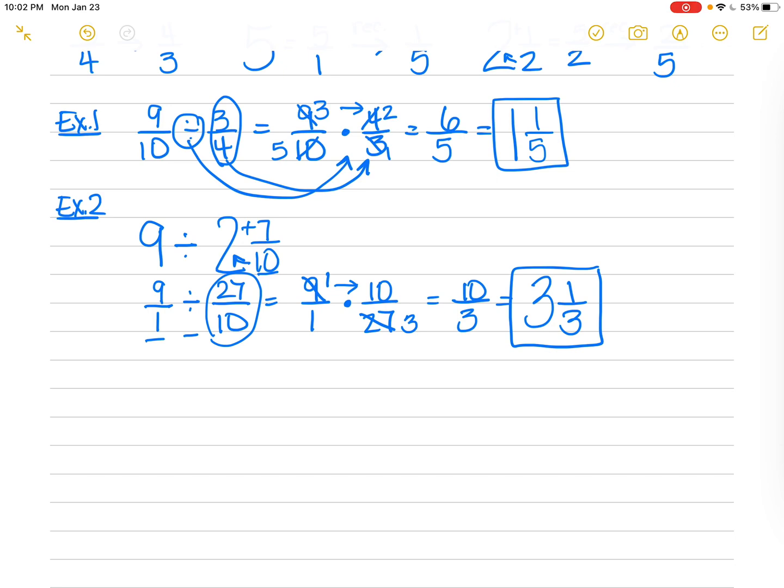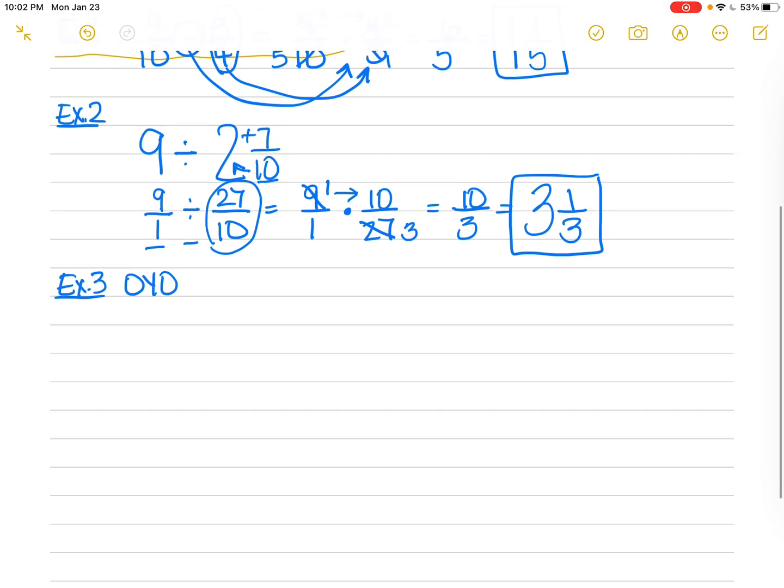Okay, the next 2 examples are going to be on your own. So example 3, on your own, I want you to do 3/5 divided by 7/10. Okay, I want you to hit pause, do this on your own, and then come back when you're finished and hit play.